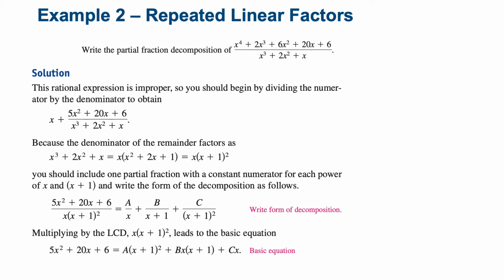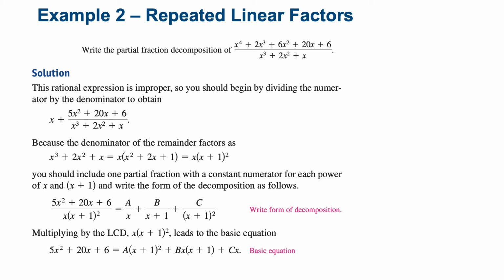So because of that, we're going to include a partial fraction with a constant numerator for each power of x and x plus 1. Remember when I was talking about repeated factors, that's what we're doing. So we have here linear terms. None of these x's have a 2.